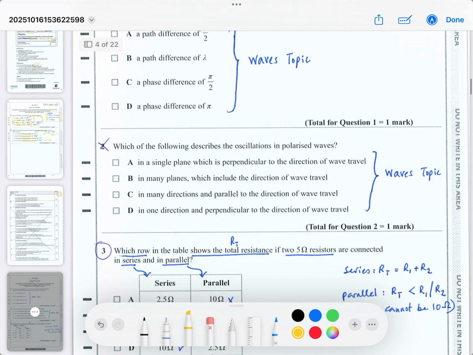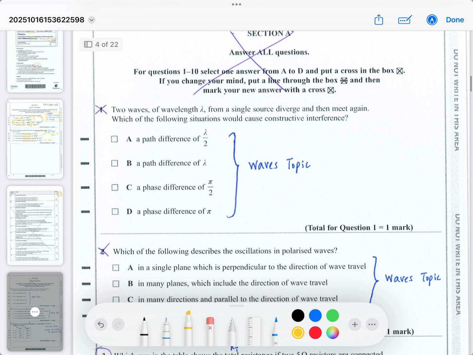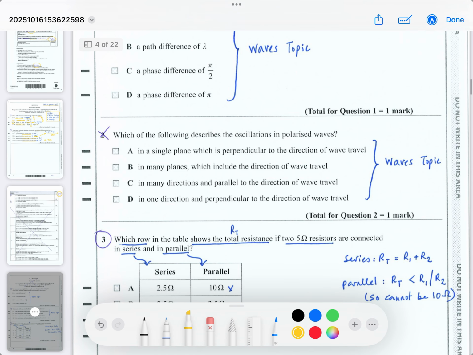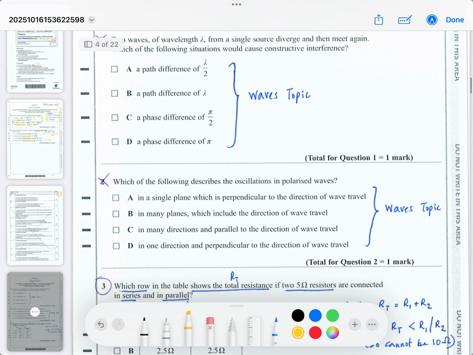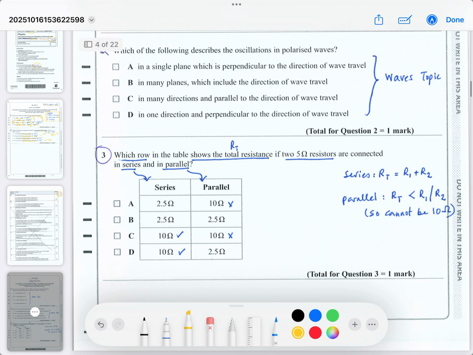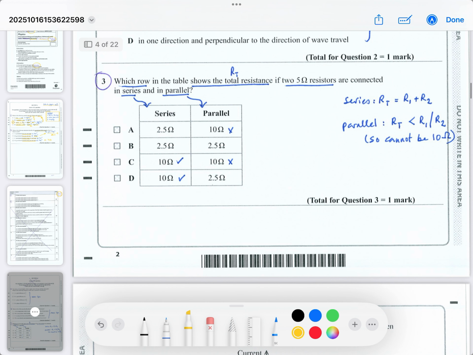Okay, so then I took some more multiple choice questions from a different International A-Level paper, and the first 2 are on waves, so you can try and look at them if you want, but it's not counted in this test. So I'm going to go straight to the electricity questions.